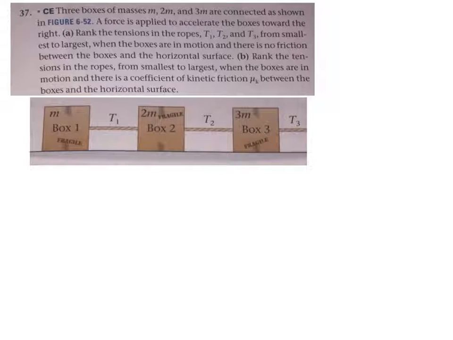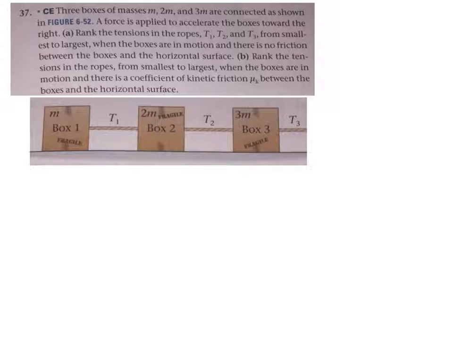Chapter 6, number 37. Three boxes of masses m, 2m, and 3m are connected as shown in the figure below. A force is applied to accelerate the boxes toward the right. Rank the tension in the ropes T1, T2, and T3 from smallest to largest when the boxes are in motion and there is no friction, and then the same thing when they're in motion and there is a coefficient of kinetic friction mu sub k.